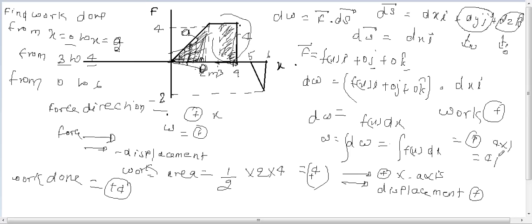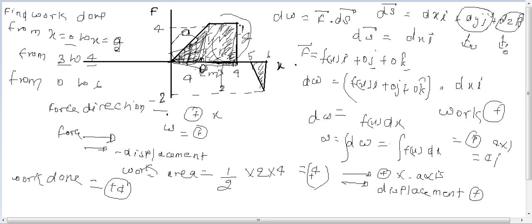Now we have to find the work done from x is equal to 0 to x is equal to 6, when displacement takes place from 0 to 6. So we have to find this total area, this area plus this area. We know this area is plus 4, and we just have to calculate this area. This length will be 2, and this length will be 4.